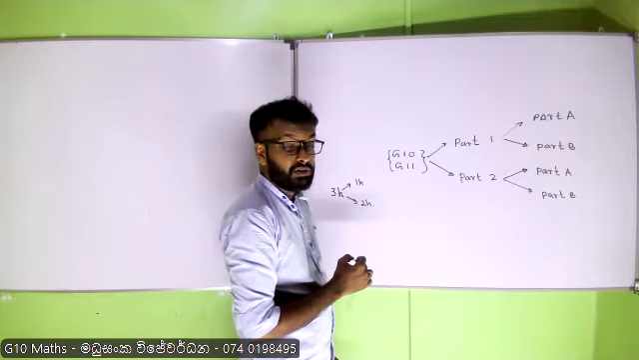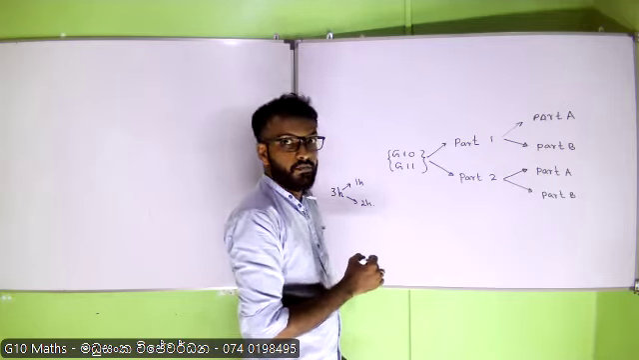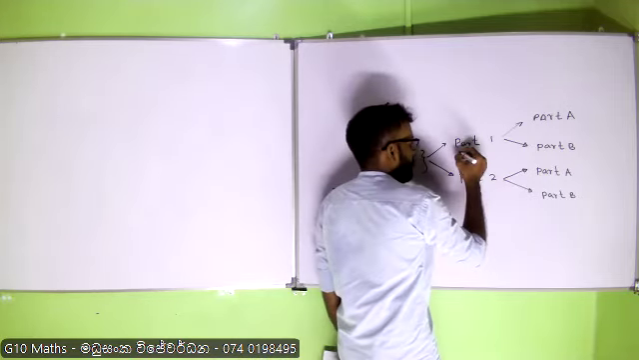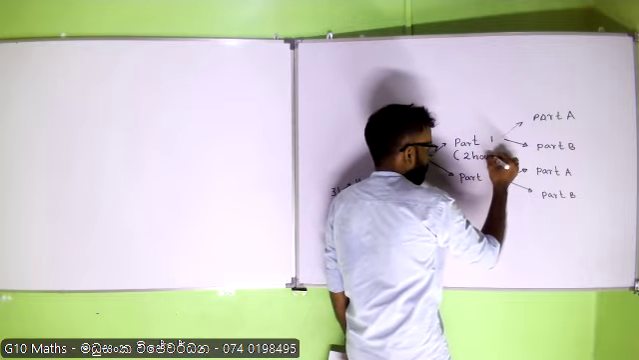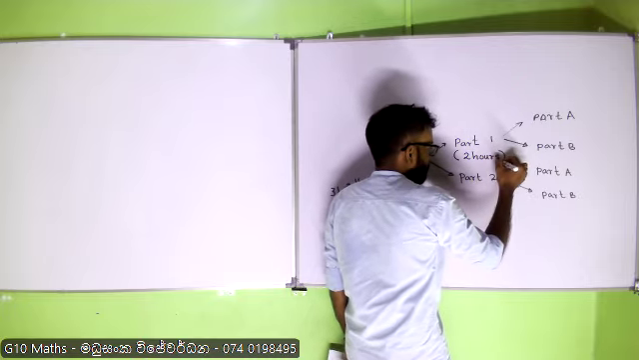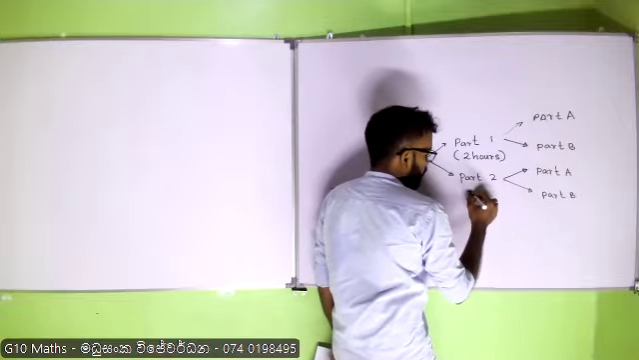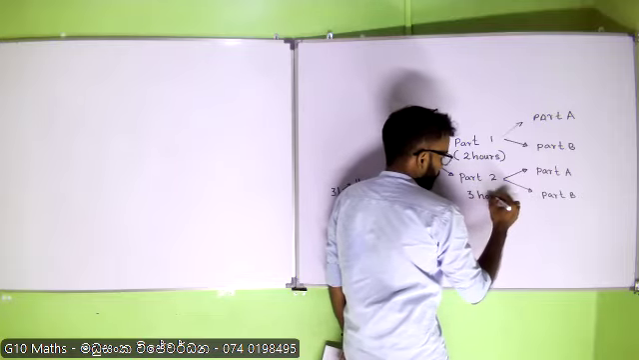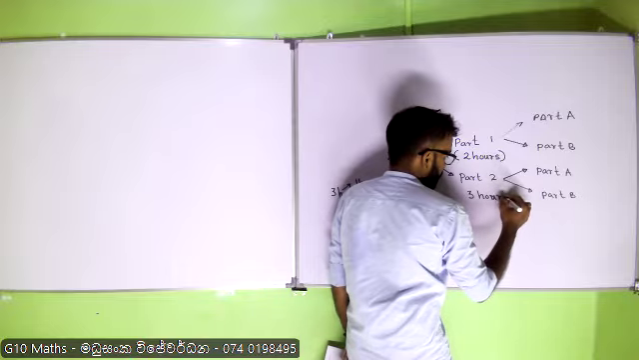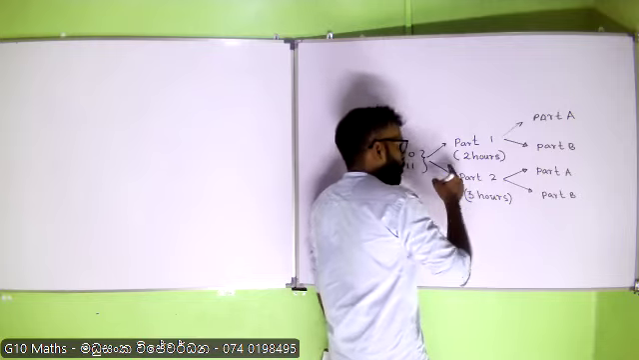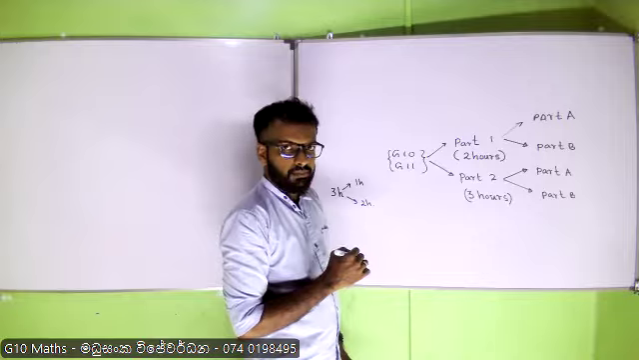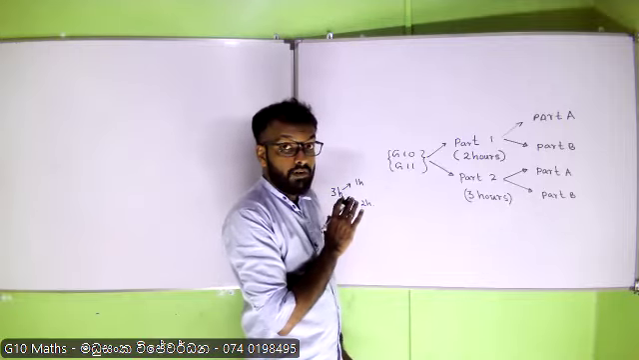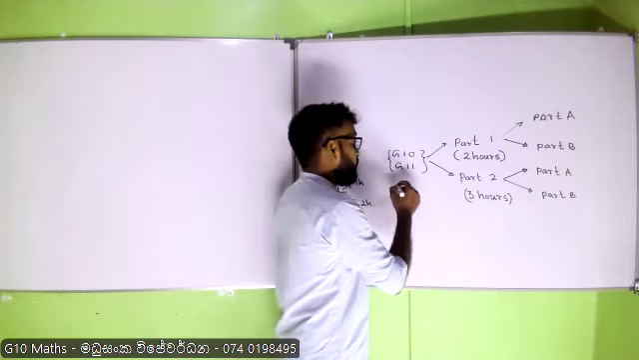How many hours are you having? For part 1, you need to take 2 hours. For part 2, you need to take 3 hours. Altogether, you are having 5 hours of total paper. Correct? So altogether, you are having a 5-hour paper.